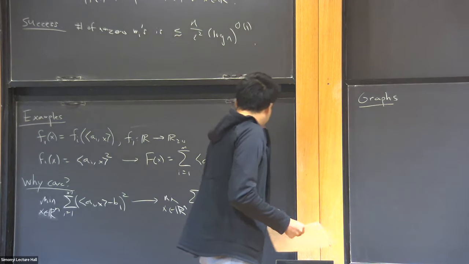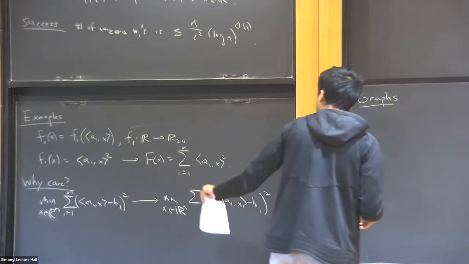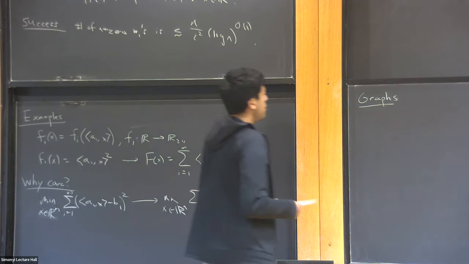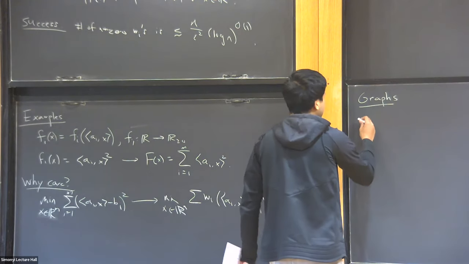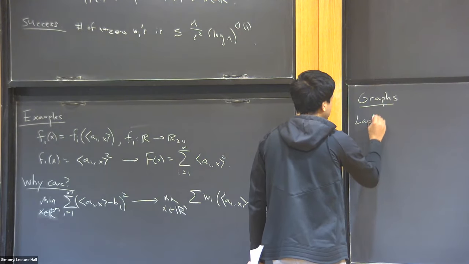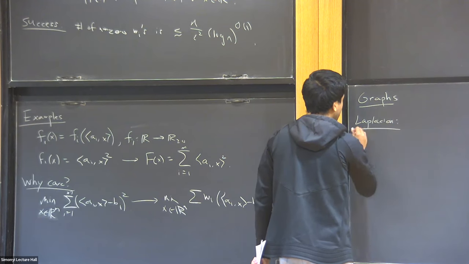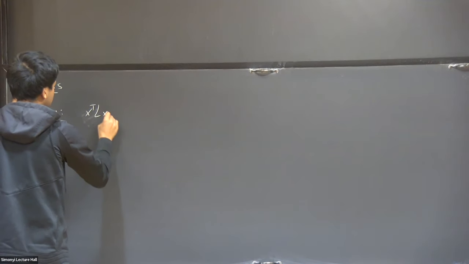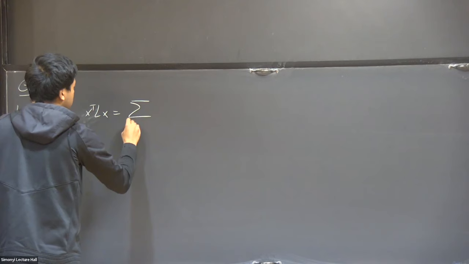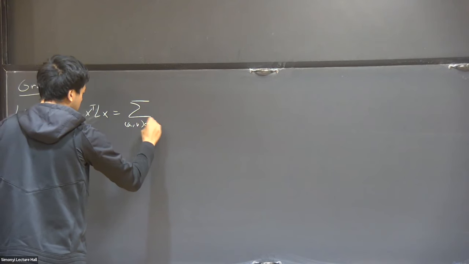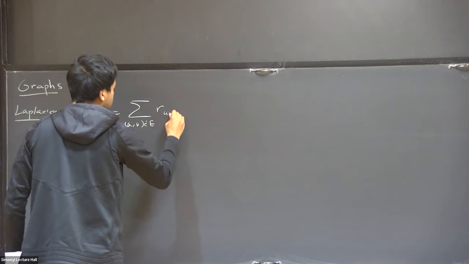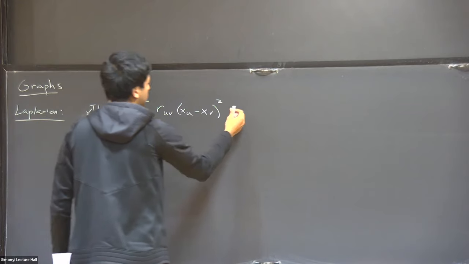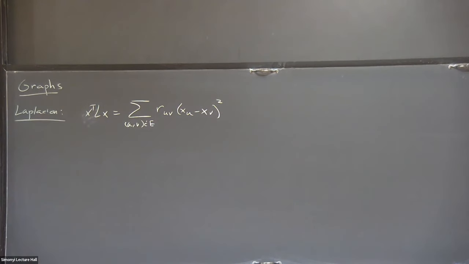For that, let's talk about graphs. In a graph, let's start with a spectral form since I've been talking about that. On a graph, the Laplacian is defined as the matrix whose spectral form is given by x transpose L x equals the sum over edges (u,v) of r_uv, some positive weight, times (x_u minus x_v) squared. So that's the graph Laplacian.